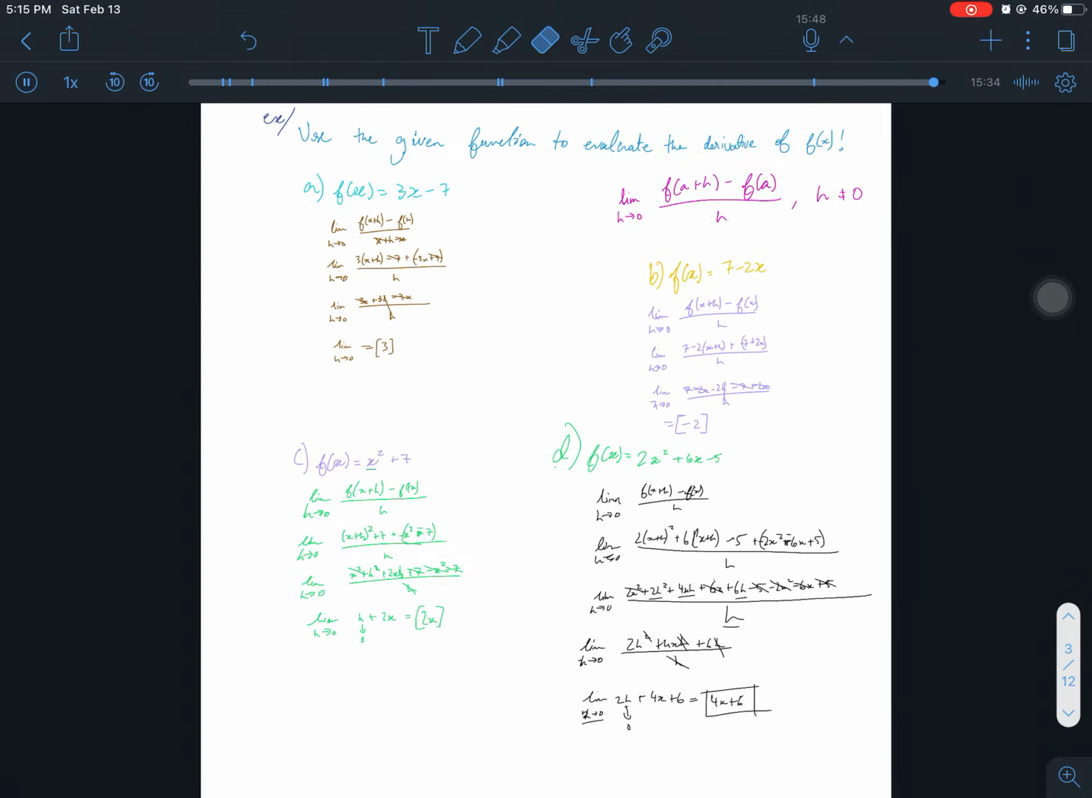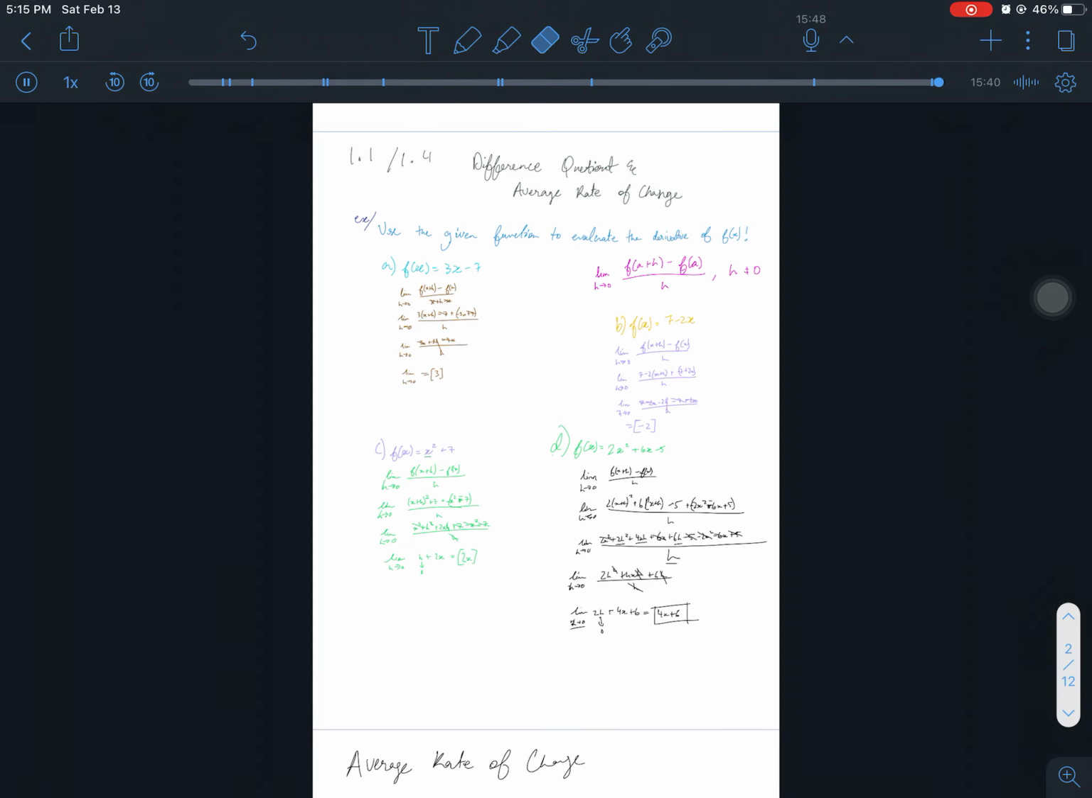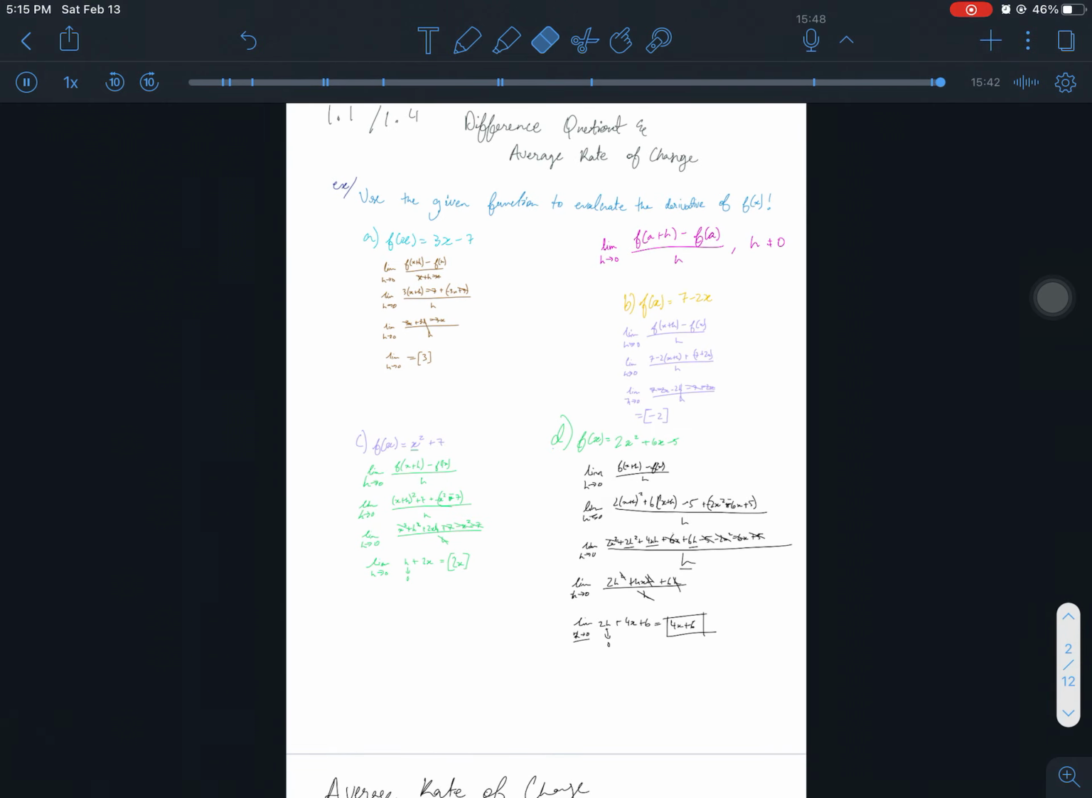Alright, that's it. I hope that helps. This subject is called Difference Quotient and Average Rate of Change. You can do this. Right. If you have any questions, you can leave them in the comments, and I'll be sure to answer them. Yep.